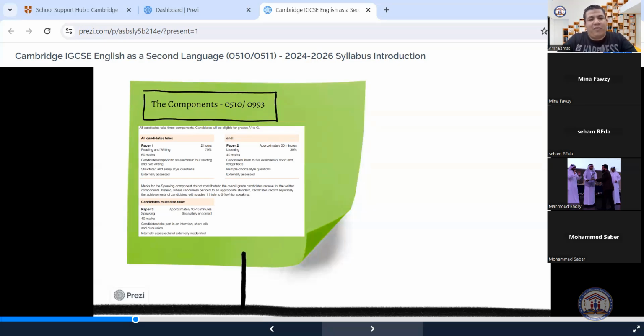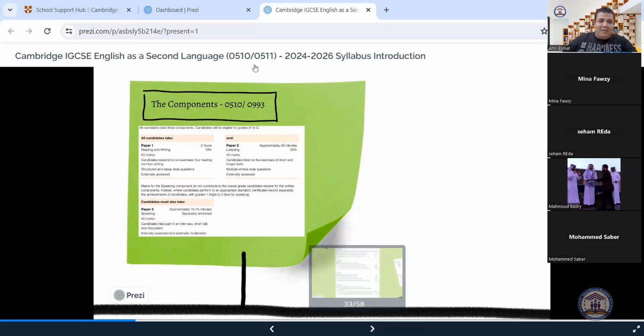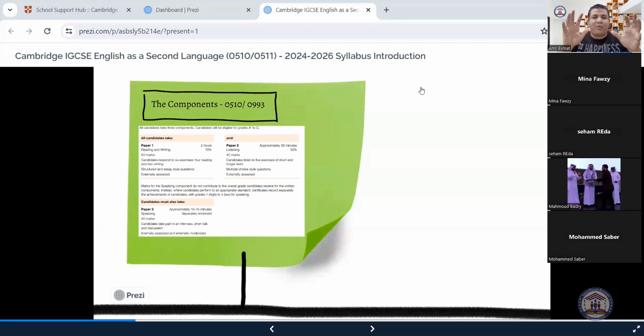The components of 0510, 0993. Is there any difference between both of them? Yes, there is. Both of them, one is for grades and the other is for marks from 1 to 9. It's a number grade, but the first one, 0510, is for a grade point, A star to G. So the component of both of them is the same.